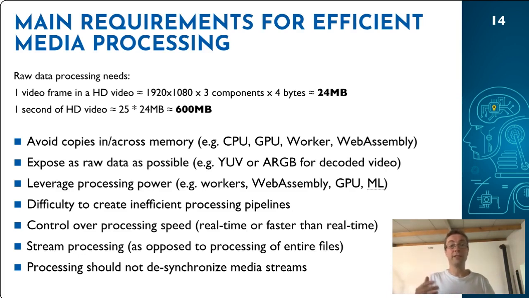Any efficient solution should avoid having to manipulate or copy bytes around, while allowing to leverage the CPU, the GPU, WebAssembly, machine learning hardware, while also giving some knobs to control the processing speed, and last but not least, while also keeping related tracks synchronized. That's a lot of requirements, and the list is not even exhaustive, so that typically explains why decoded media has remained opaque until now. It is hard to expose decoded media on the web.